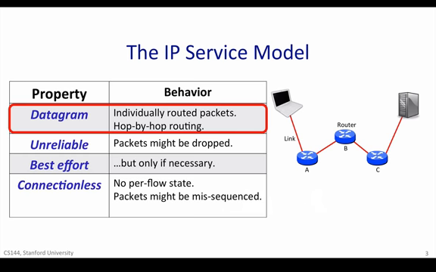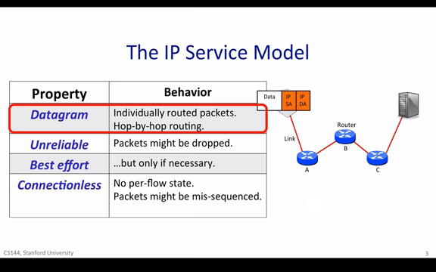First, IP is a datagram service. When we ask IP to send some data for us, it creates a datagram and puts our data inside. The datagram is a packet that is routed individually through the network based on the information in its header. In other words, the datagram is self-contained.